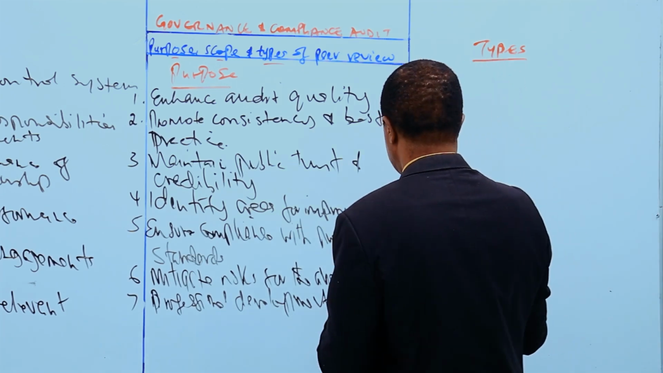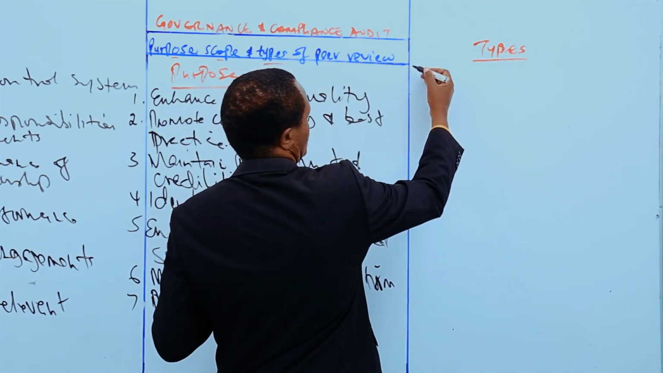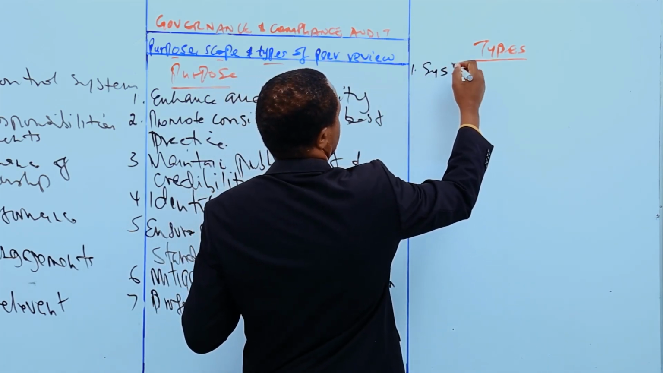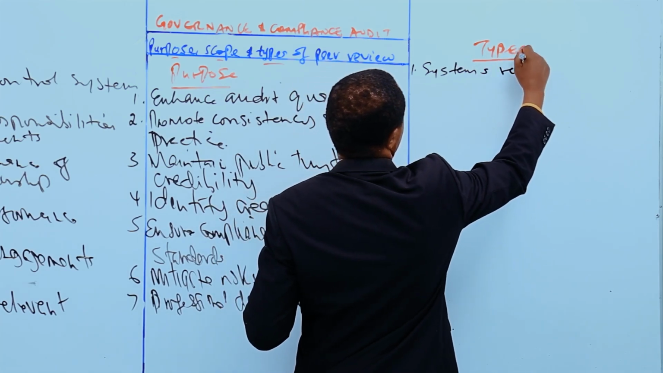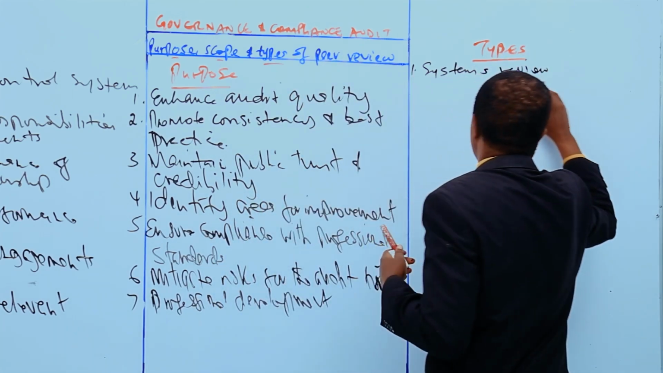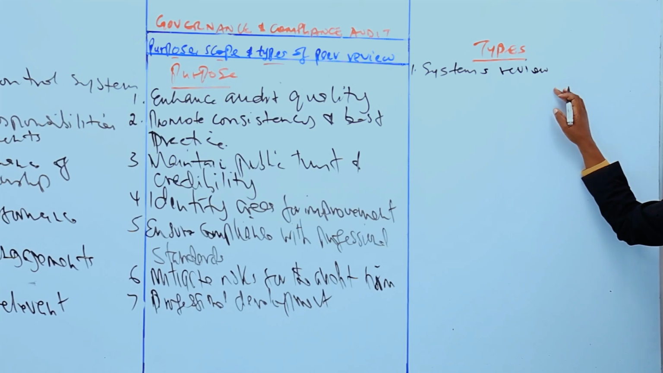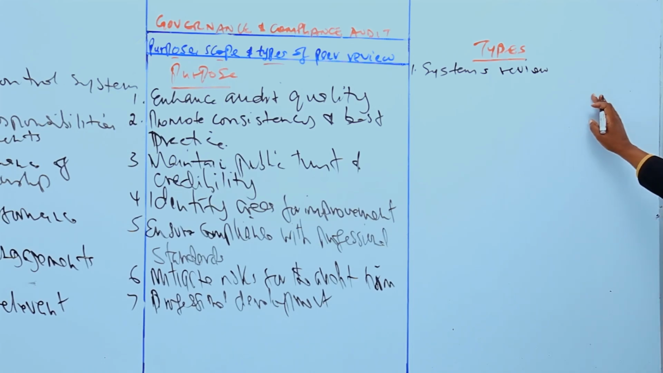The first type is systems review. Most common for audit firms. Okay.